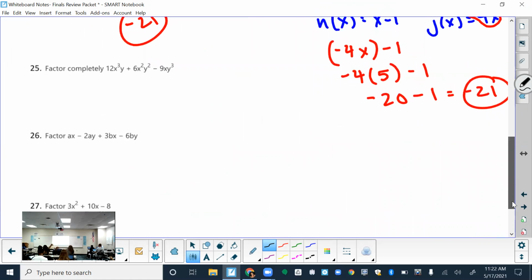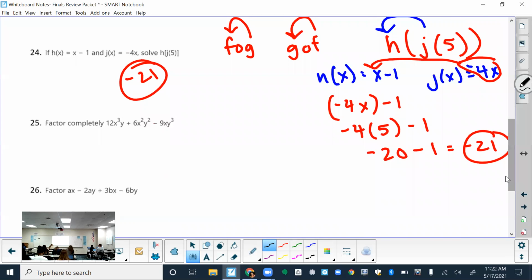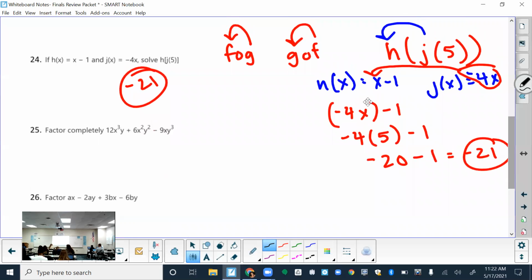All right, so 24. That's a fog and box type question. So it's been a while, but whatever number is inside of your function, so this is a function inside another function. So it's not fog and box, it's h of j, right? We have h of j. Whatever is on the inside of your function is going to be plugged into the outside function.